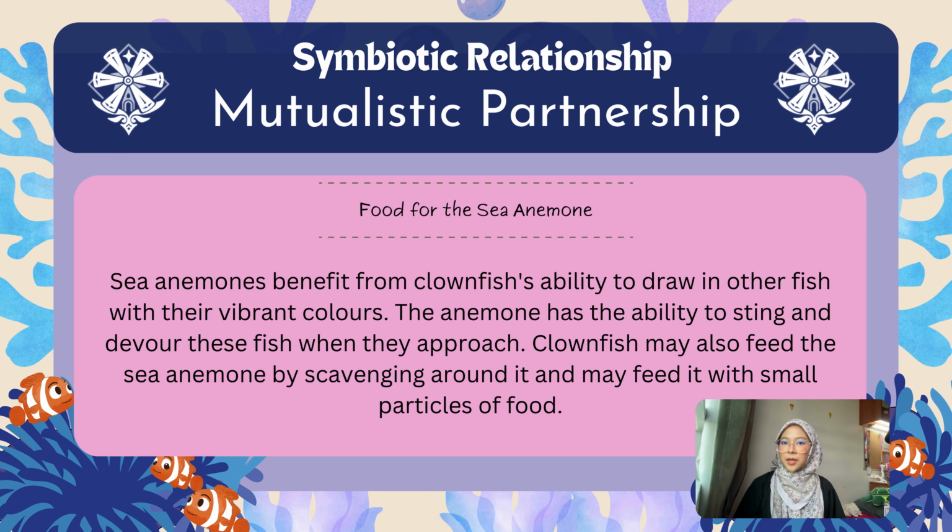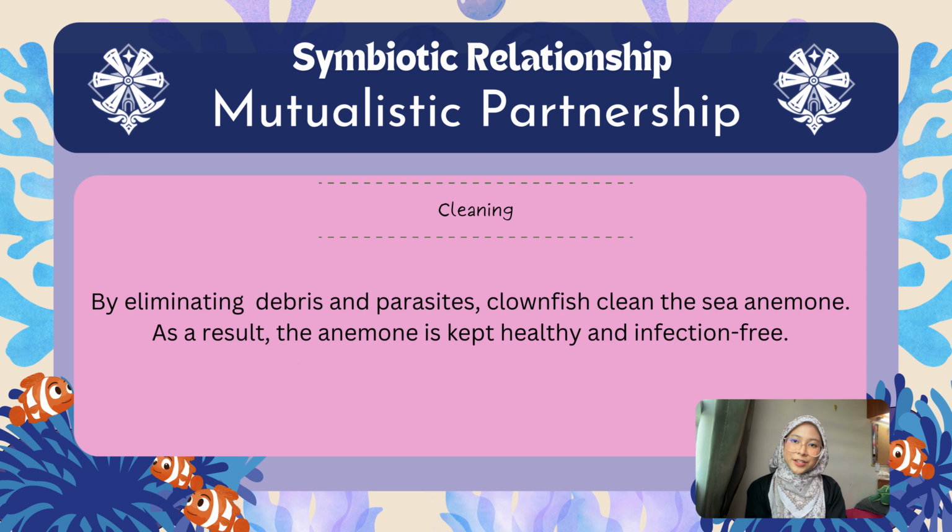Sea anemones can benefit from the clownfish's ability to attract other fish with their bright color. As they approach, they get stung and eaten by the anemone. Clownfish may also feed the sea anemone by scavenging around and may feed it small food particles. Clownfish also clean the sea anemones by removing debris and parasites, which keeps the anemones healthy and infection-free.